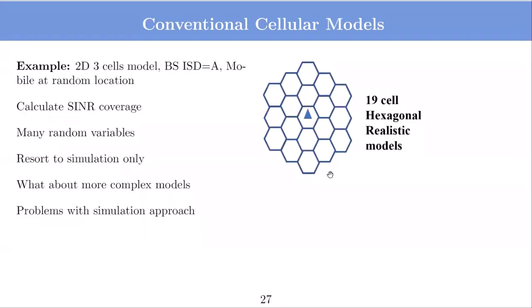Actually, normally we have this 19-cell hexagonal model where this is the one cell and they have a nice collection of 18 cells around it. And if you want to compute the performance of this, you can guess how many random variables are there. So if you want to compute the performance, you cannot go for analytical approaches. The only thing people do is just take the simulation approach, simulate this network multiple times, generate all those random variables and compute the performance.